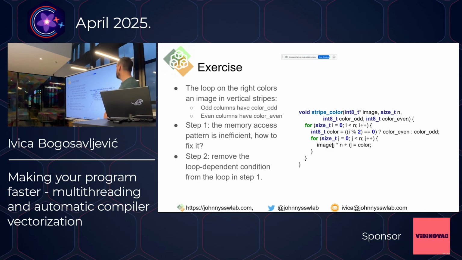This is an example. We have an image, and we are coloring the image. You have two colors, color odd and color even. Let's say blue for even and red for odd. So it's odd, even, odd, even, odd, even. You're doing vertical stripes. Now this is the loop.